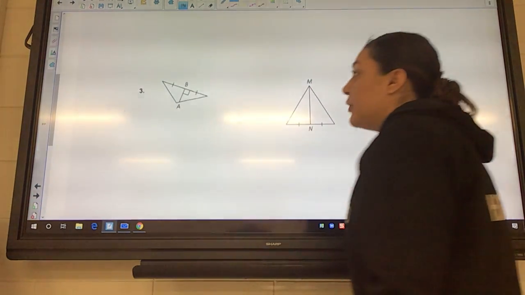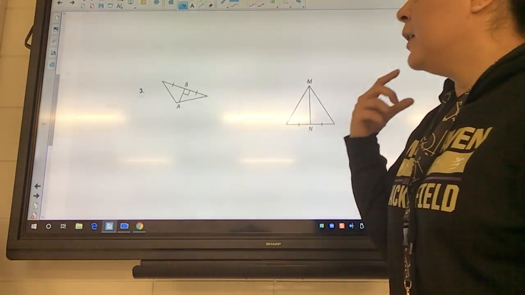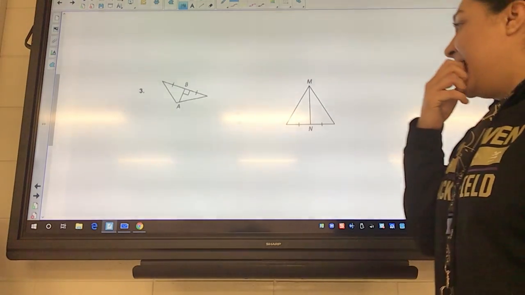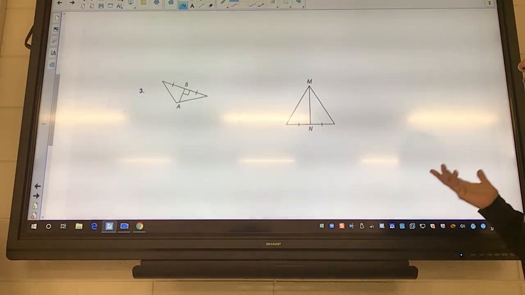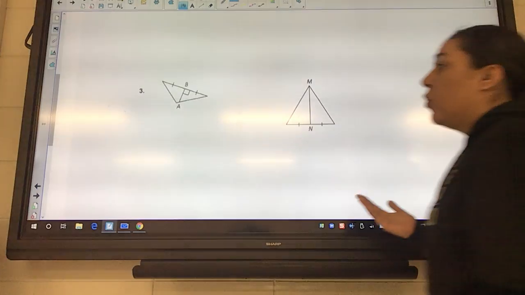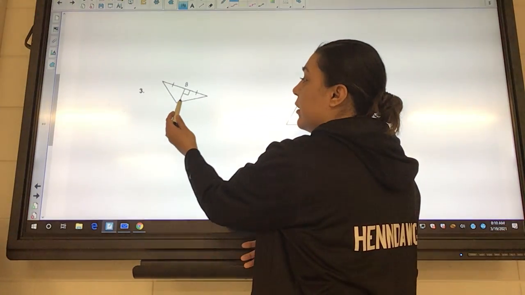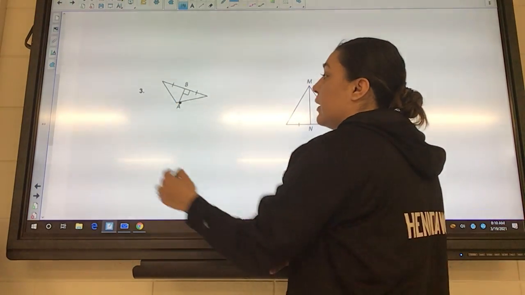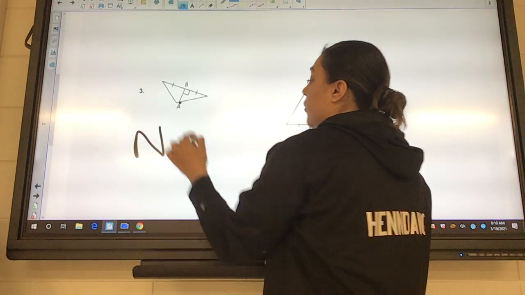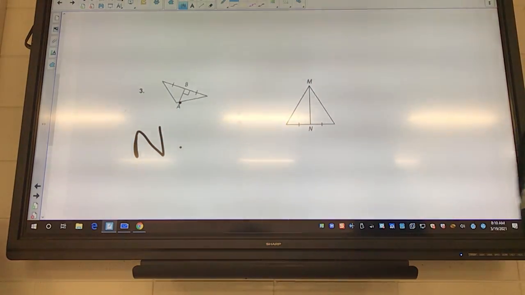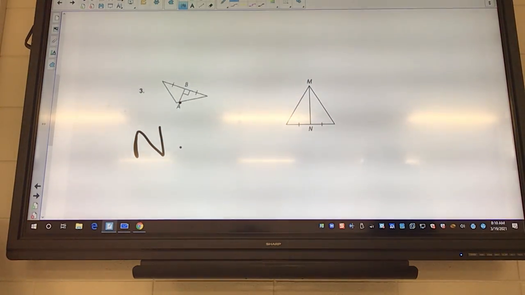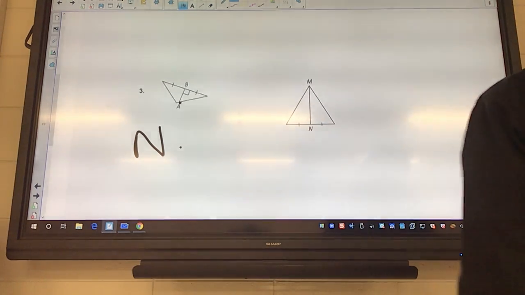Okay, this one is kind of tricky. It has 2 tick marks and it has a square. So you need to check and see, well, does it go to a corner? And you can see that it starts off here at the side. So it's going to be neither. It's not a median or an altitude because it does not start at the corner, and it has to for both of those.